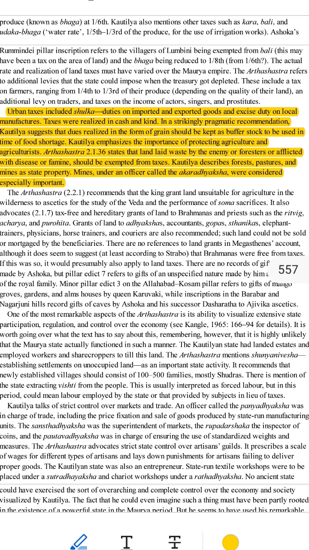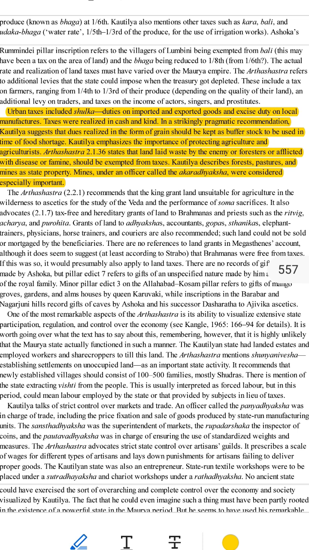Example, if there's a drought when it doesn't rain and crops fail, the king can use the saved grains to help feed people. 2. Protection of agriculture. Kautilya believed it was very important to protect farmers and their lands. Example, if a farmer's land was damaged by an enemy, like during a war, or if it was affected by disease or famine, that land should not be taxed. This would help farmers recover without the extra burden of paying taxes when they are already struggling.